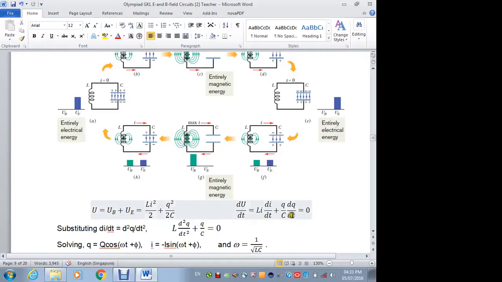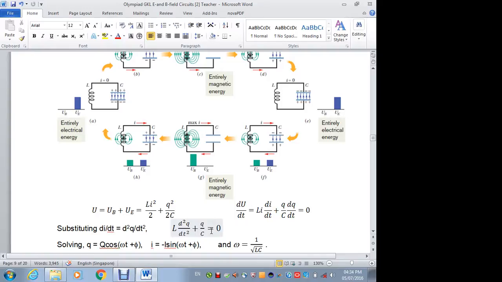So dQ/dt being I, right? So this term here will be QI over C. But I is a common factor for these two terms. So you cancel away the I. So you're left with an equation that's a second order. This second order differential equation you will learn more in the chapter called oscillation, right?